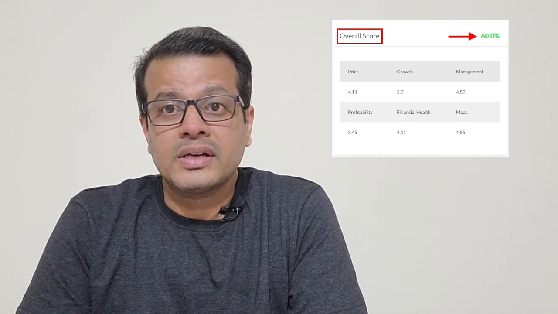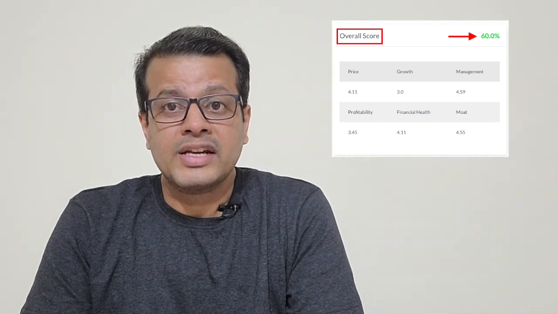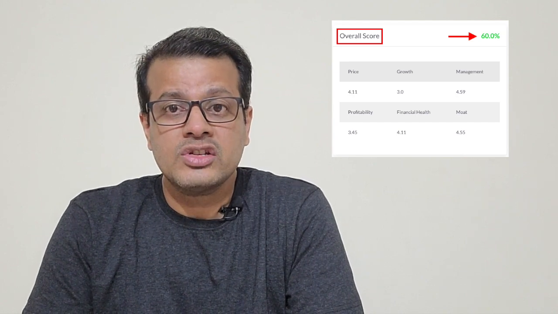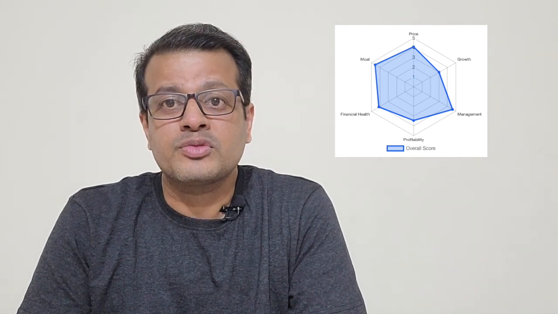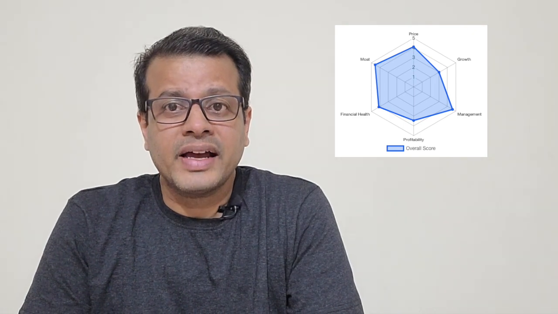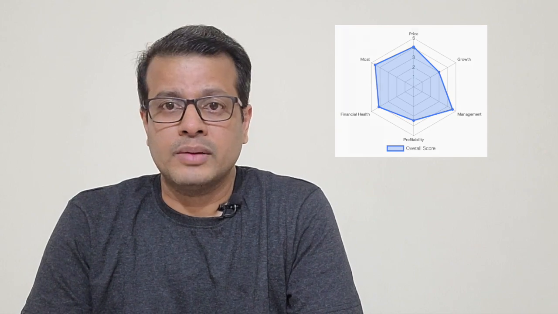The 6 parameters are growth, profitability, financial health, quality of management, economic moat, which we can also call competitive advantage, and finally the price. The scores on all these 6 fronts are presented in a spider diagram. Why a spider diagram? Because it highlights the strong and weak points of a company.